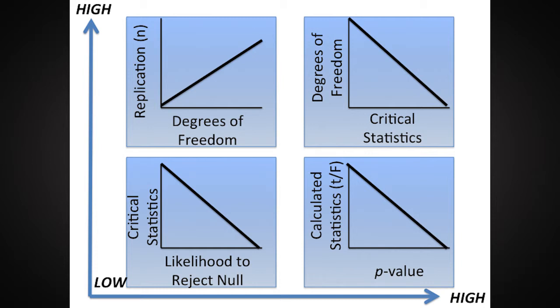The remaining two lines also have negative slopes, as high critical statistics result in a low likelihood of rejecting the null hypothesis. Alternatively, a high calculated statistic shows an inverse relationship with a p-value. Low p-values mean that a large calculated value greatly exceeds the critical. Congratulations! You now have a much better understanding of degrees of freedom.